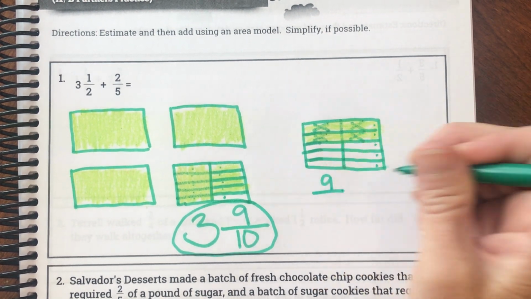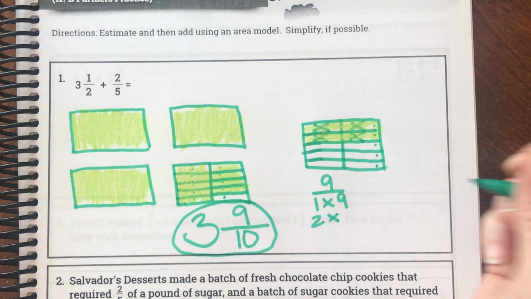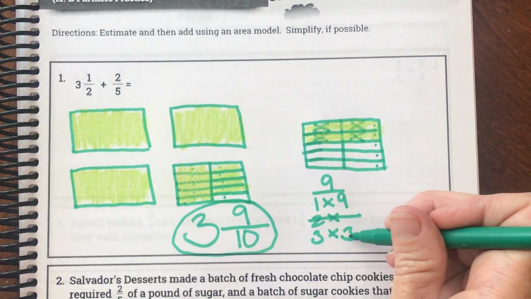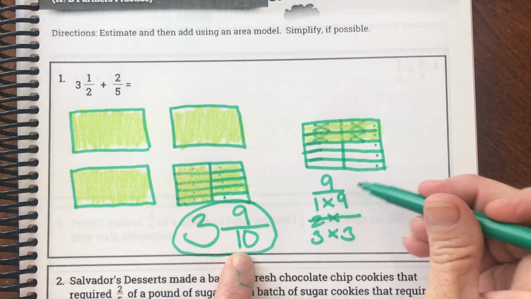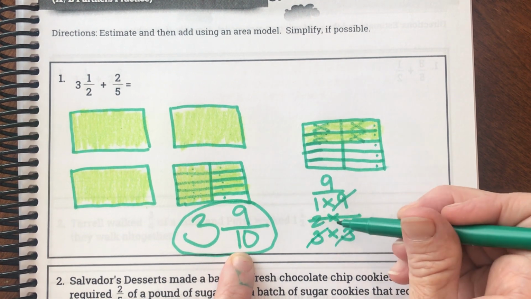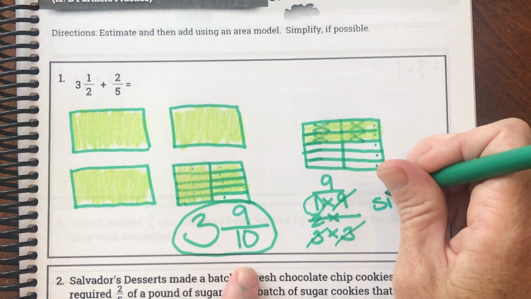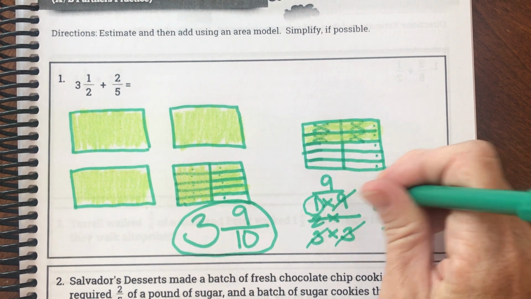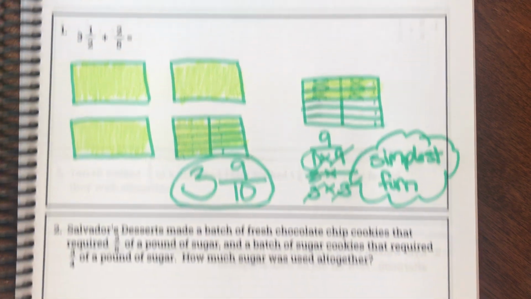So let's make a factor table for 9. 1 times 9, 2 times nothing, 3 times 3, and I got a repeat, so I can stop. Okay, is 9 a factor of 10? No. Is 3 a factor of 10? No. 1 is, but 1 doesn't help us. So that means it's already in simplest form. Wow, we haven't had to simplify any yet. Okay, let's check our next one.